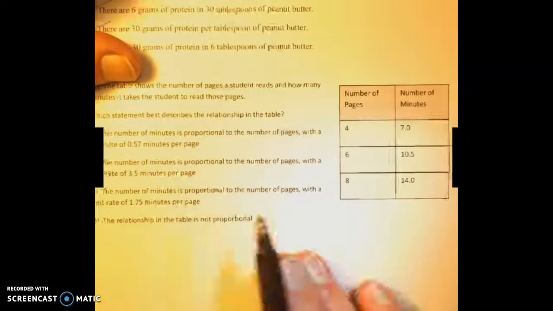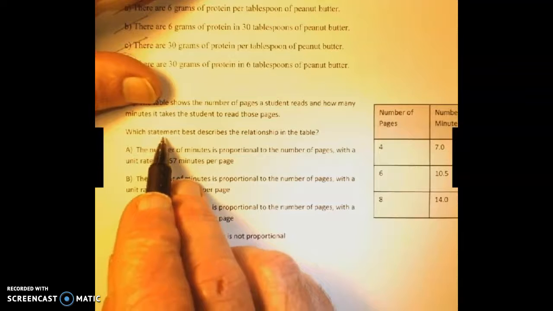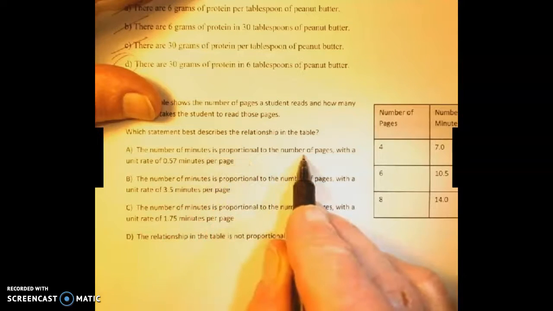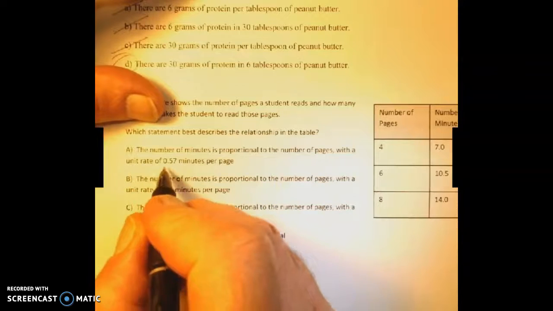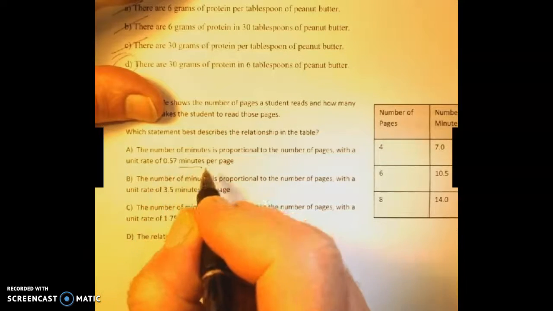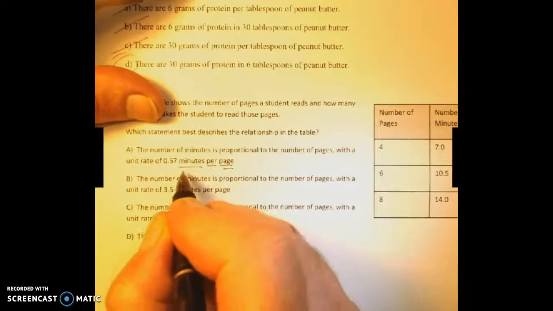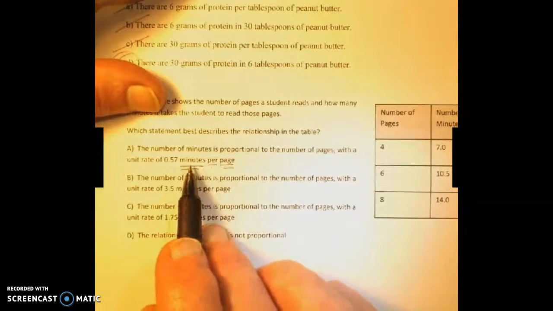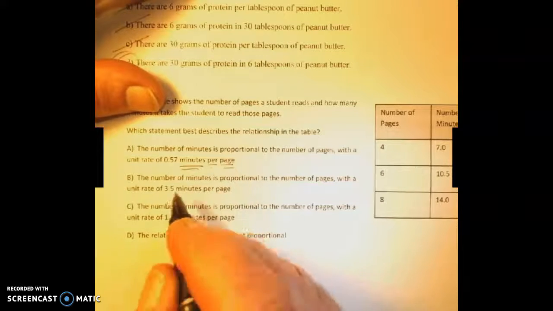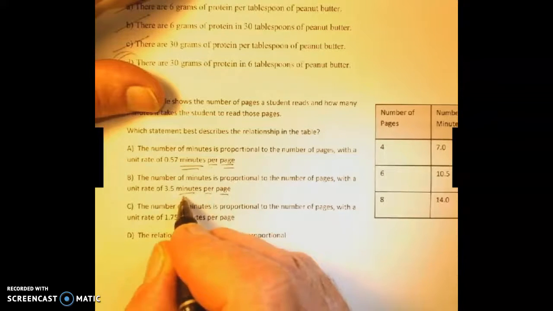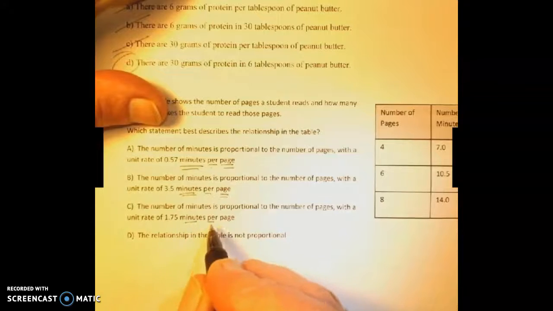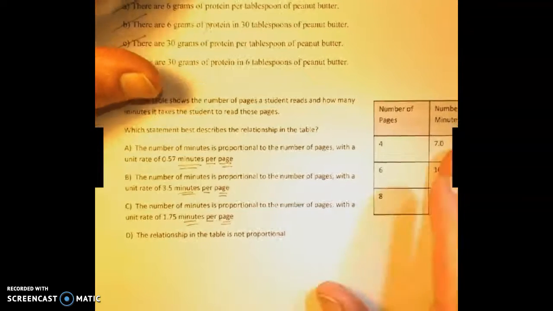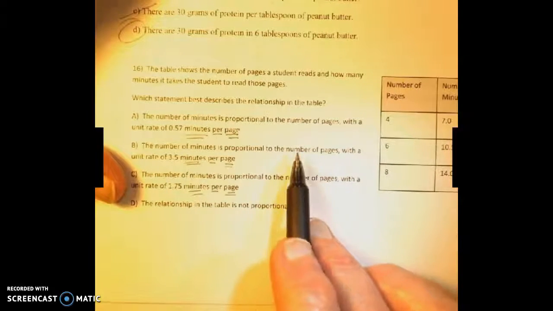But look at the problems, and you see that every time it says which statement describes the relationship in the table, the number of minutes is proportional to the number of pages, with the unit rate as minutes per page. That's opposite of what we normally think of. They're doing how many minutes does it take to read 1 page, and that is the same thing they did here. Minutes per page, minutes per page. So we need to switch how we think about our unit rate.